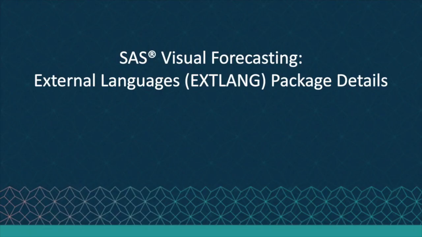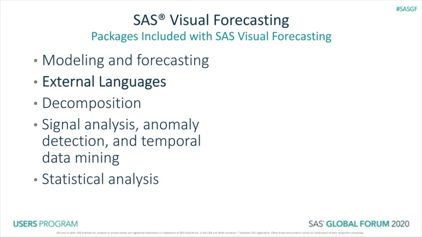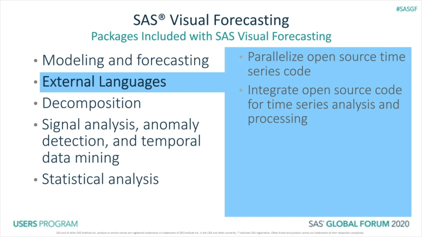All right, so now let's get into the details of the external languages package. And here I list all of the packages that come with visual forecasting, but I don't really have time to go into each one. But I list them here just to emphasize that in addition to being able to parallelize your Python and R code now, you can also integrate that code with all of these features that come with visual forecasting. So that really augments the power of what you can do.